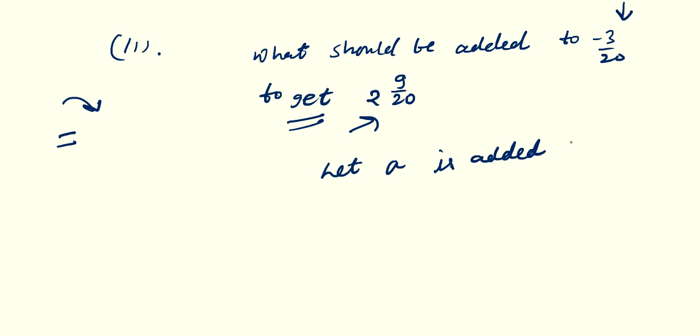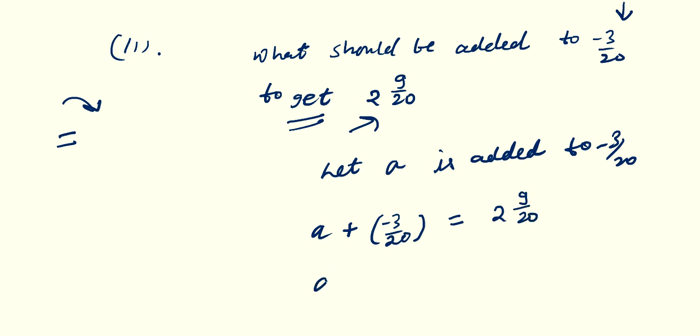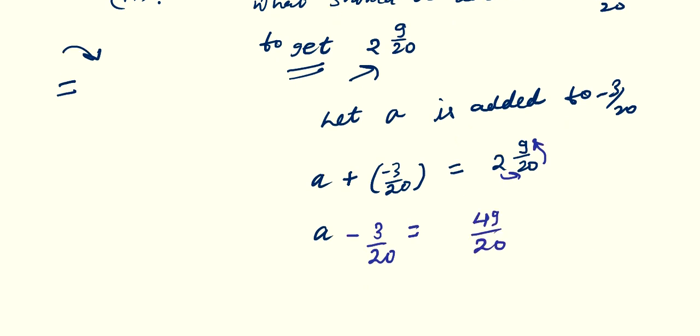Let A be added to minus 3 by 20. So it will be A plus minus 3 by 20 equals 2 9 by 20. Now remove this bracket, so plus minus becomes minus, so A minus 3 by 20 equals, solving this mixed fraction, 2 into 20 is 40, 40 plus 9 is 49, so 49 by 20.